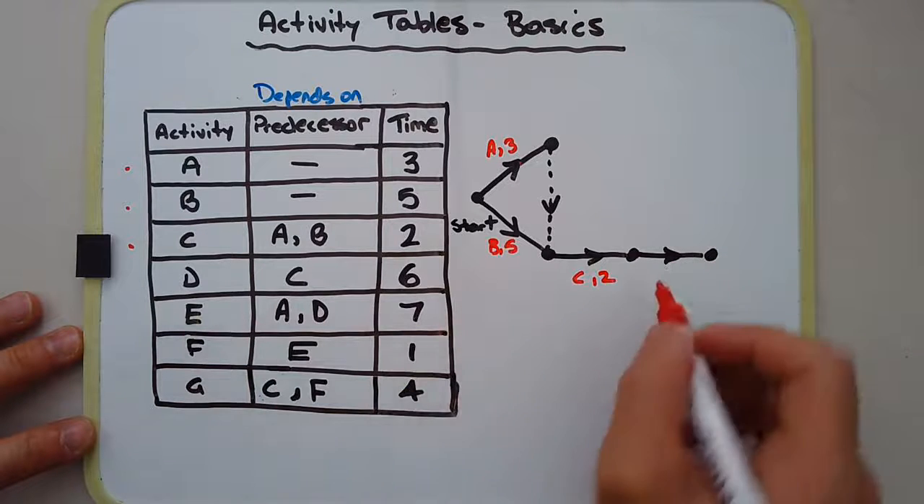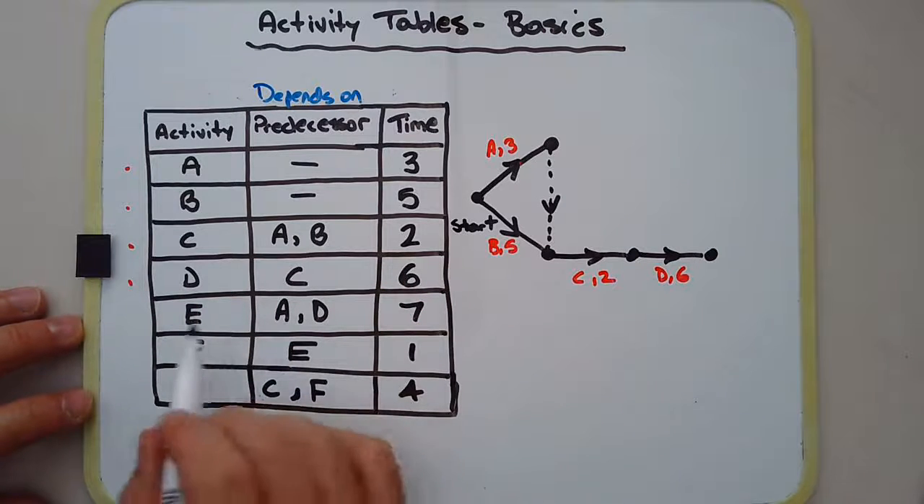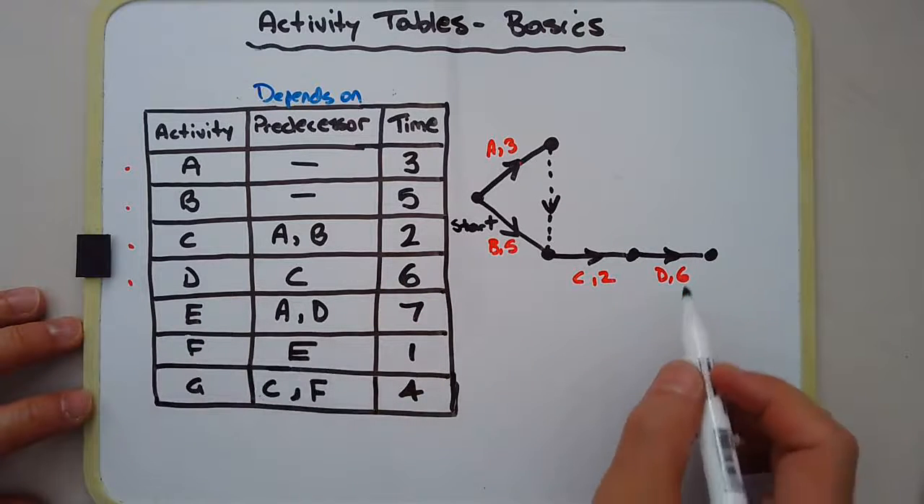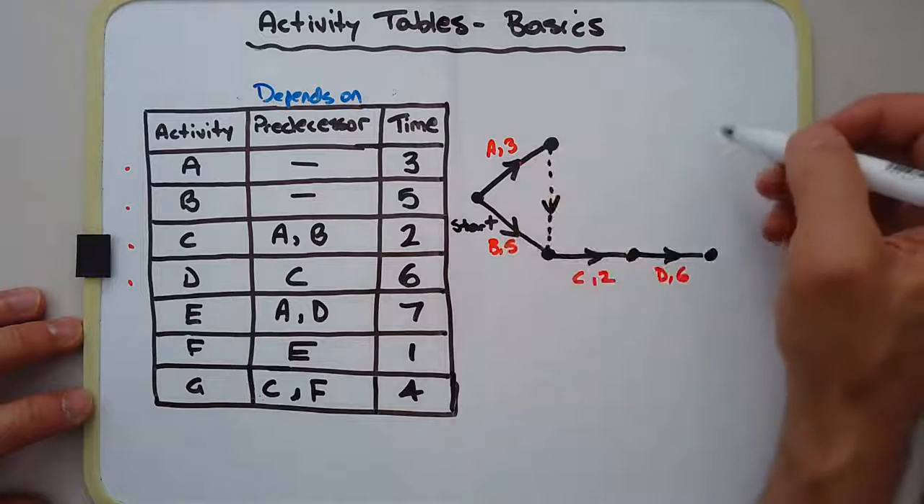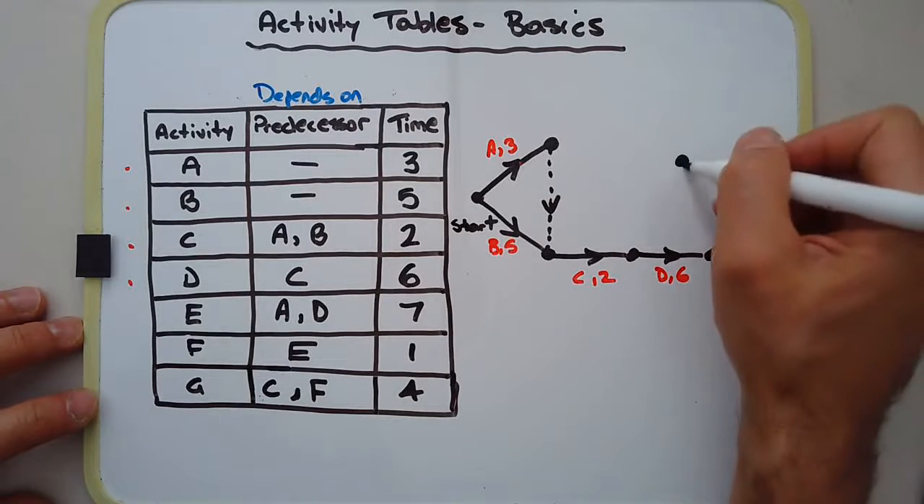Okay, so D depends on C, so that's D, and it needs 6 units of time. Right, now E depends on both A and D, so A and D. So I might just put E here somewhere, okay.